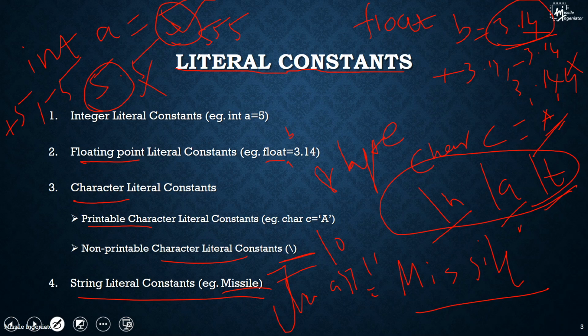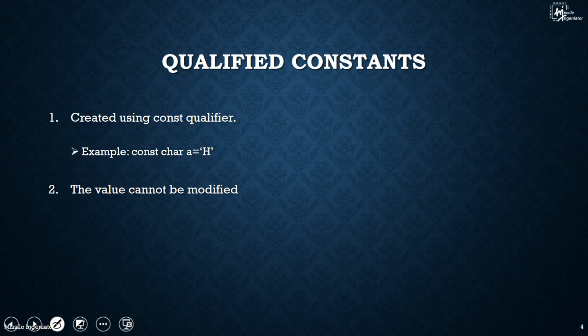You declare with a char, and then you assign that value inside the double quotes. So this is how a string literal constant is defined. And the next constant is a qualified constant. In qualified constants, we use the keyword const. What this represents you can find directly from the meaning: it's a constant. Whenever you declare the constant a equal to 'h', the value of a is by default 'h'. So this represents that throughout the entire function the value remains constant.